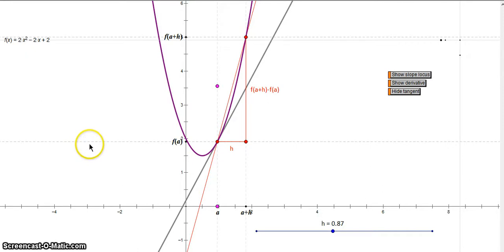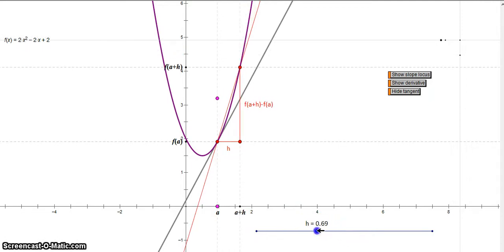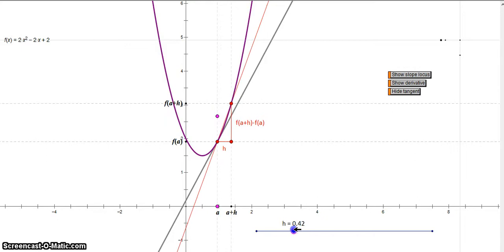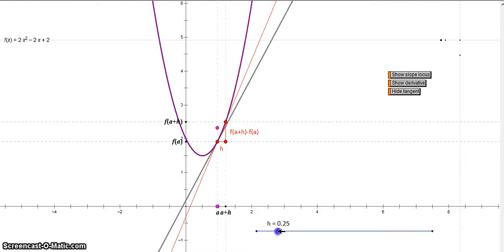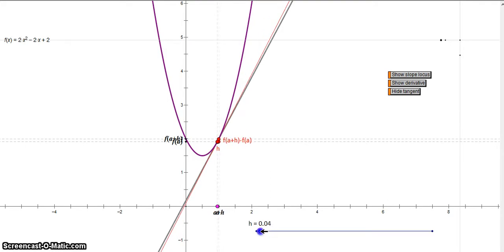So what can we do to get this line? We know that point A, f of A, that's 1, 1. But how can we get the slope? Well, let's see what happens as we make h closer to 0. Look at that secant line. It's starting to close in onto that tangent. Closer, closer, closer, and all of a sudden, ta-da! It is the tangent.